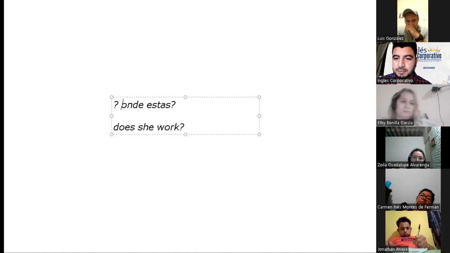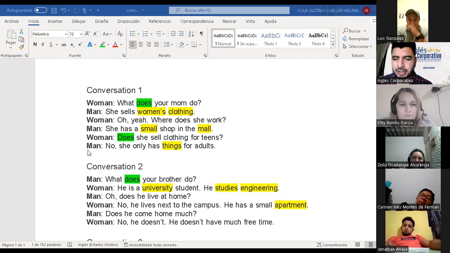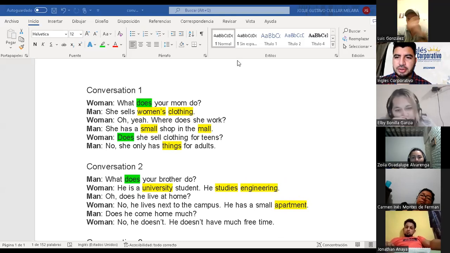Digamos que este does está cumpliendo la función de este signo. ¿Ok? No tiene significado, igual que este signo. Los signos no tienen un significado en sí, pero entendés que es una pregunta. ¿Ya? Para eso sirve el does. ¿Ok? Es un auxiliar. O sea que te ayuda a que la oración tenga sentido. ¿Ok? Ese es el punto. Creo que les voy a traer otro tipo de ejercicios desmembrados, así por lo menos oraciones para que vean. Ya le van a entender más, ya con las oraciones, ¿ok?